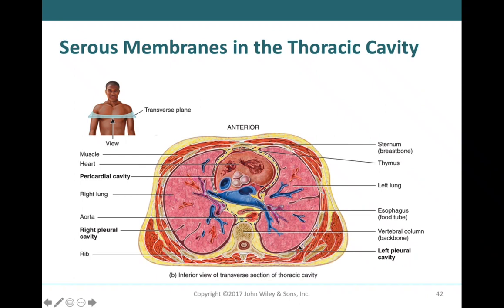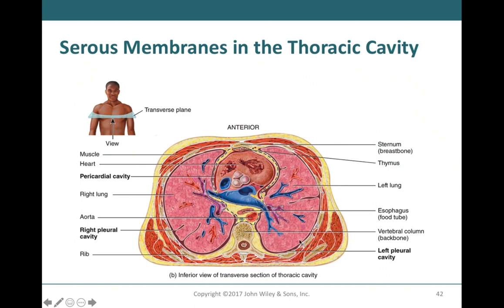So here you can see the left pleural cavity right here. We can actually see that this is the posterior side of the body, and this is the anterior side of the body. So we actually are looking at what is known as an inferior view. We're looking up at this body. You can see the view is actually looking up at this thoracic cavity.